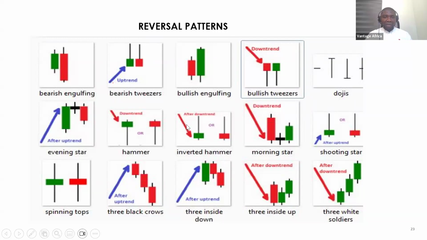Now, this is the inverted hammer. This inverted hammer is also known as the shooting star. Inverted hammer and shooting star are exactly alike. Look at this. You see that it's more like a hammer, but in the opposite direction.